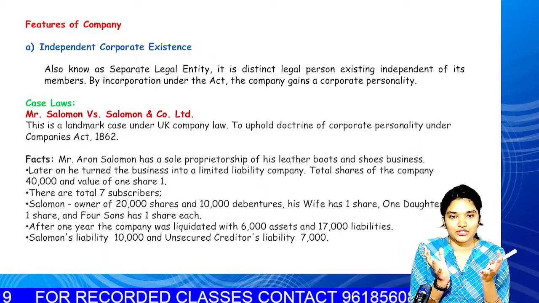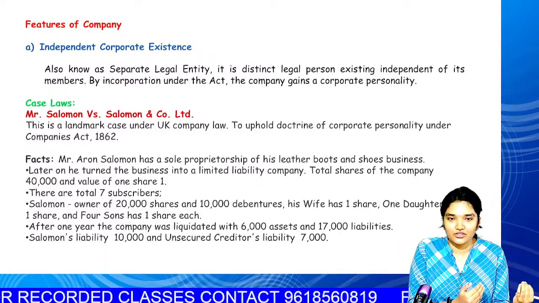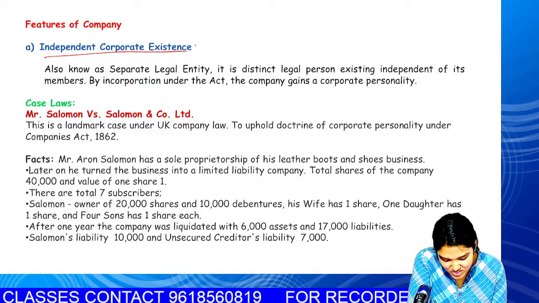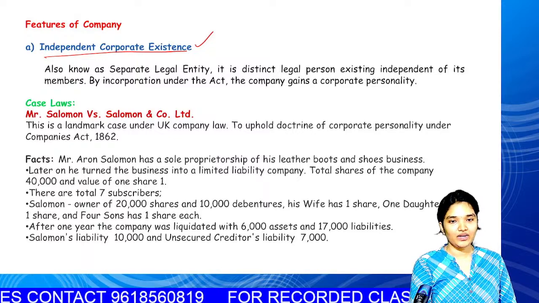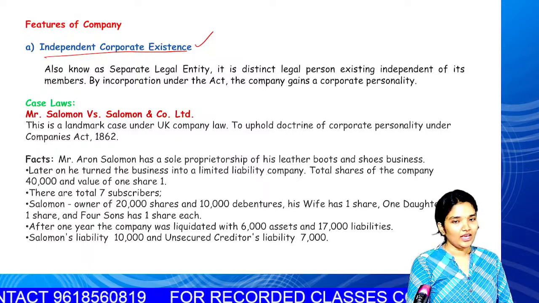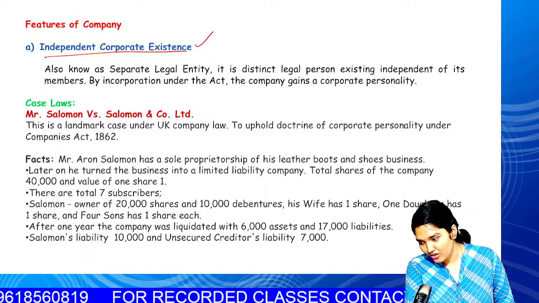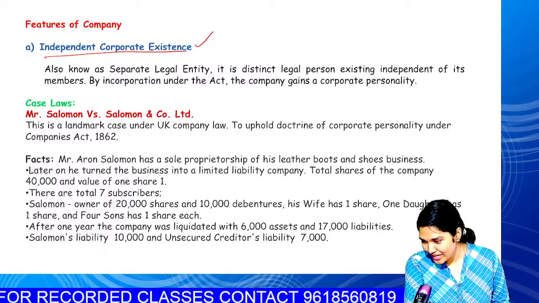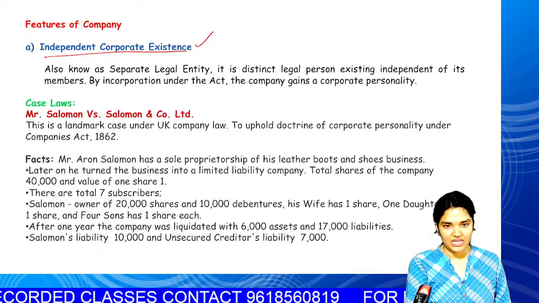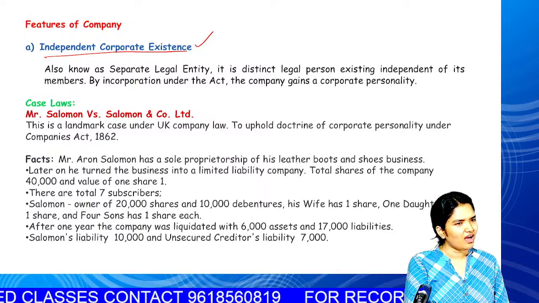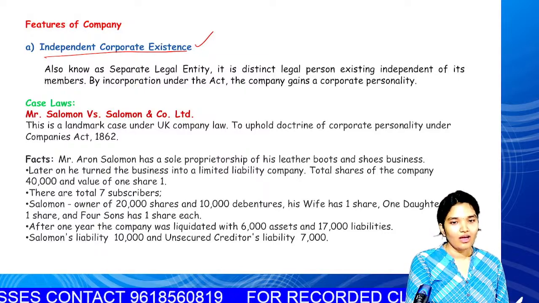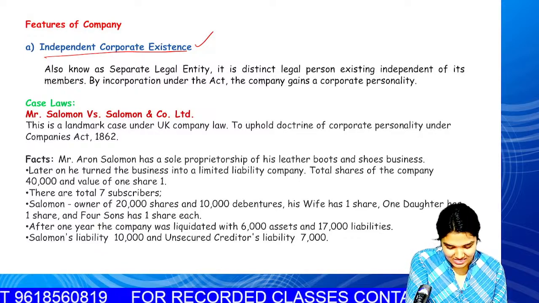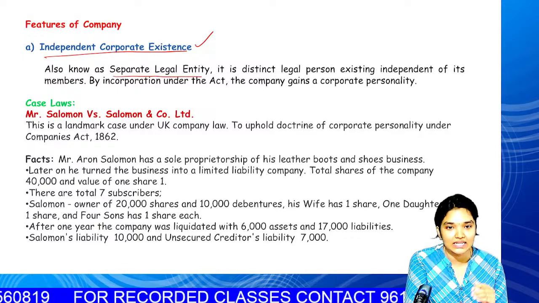What are the characteristics of the company? Just as there are qualities of a person, likewise there are qualities of a company. So the first feature, the first quality of a company, is independent corporate existence. In your CA Foundation law, if you are a CA student, but I'm coming back to the CMA thing, in CMA Inter, you might have seen the first feature of the company as a separate legal entity. Now they have come up with a new feature name. Same meaning but different terminology. Independent corporate existence, also known as separate legal entity.